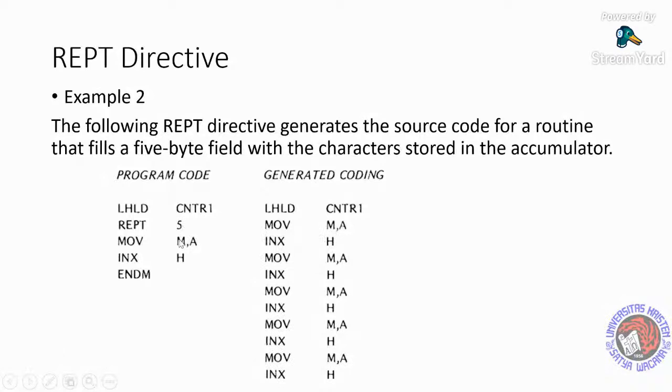So, MOV M,A, INR H, MOV M,A, INR H, MOV M,A, INR H, 5 times. This is the analog code, the analog instruction. This is the program code that uses REPT. This is the program code without using REPT that has a similar result.